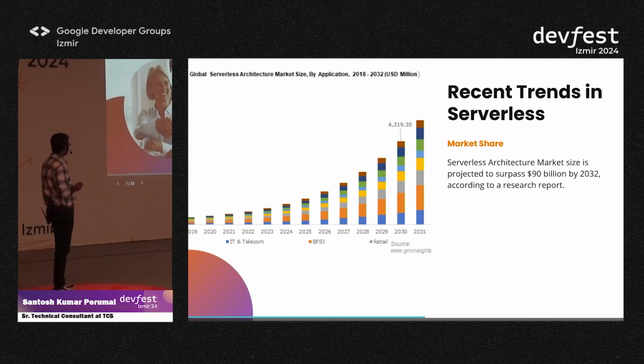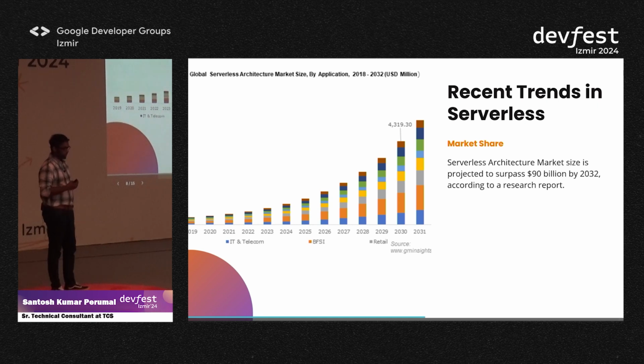Having discussed cloud functions and their use cases, let's discuss some of the recent trends in serverless. If you look at the graph, you have different sectors like IT and telecom, BFSI, as well as retail. The market trend says that the serverless architecture market size is projected to surpass $90 billion by 2032. This is according to a recent research report.